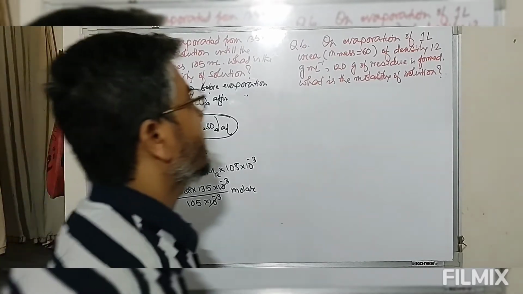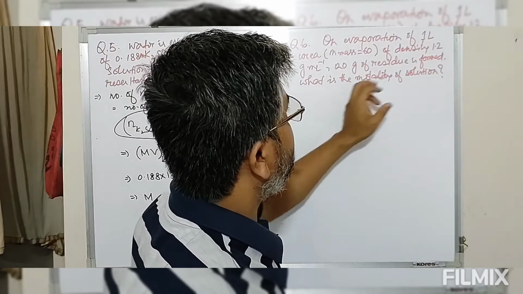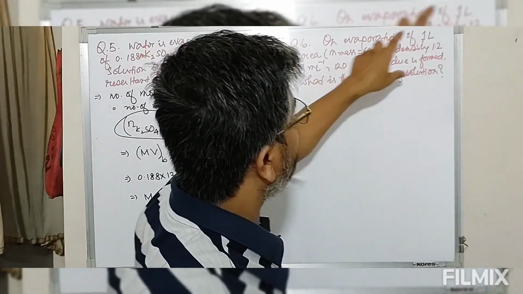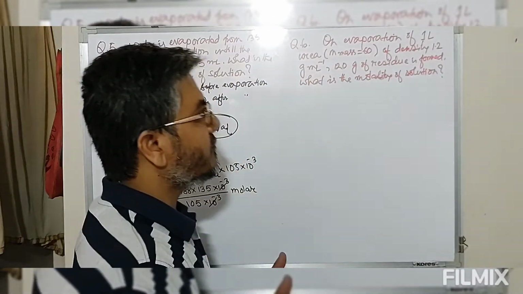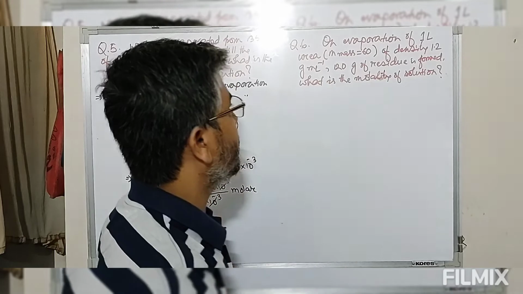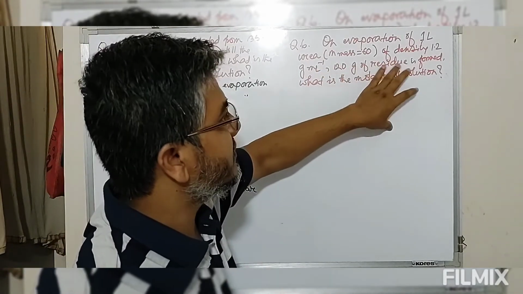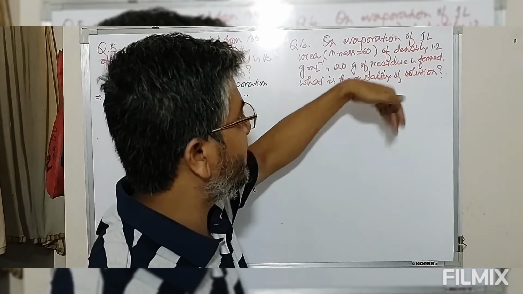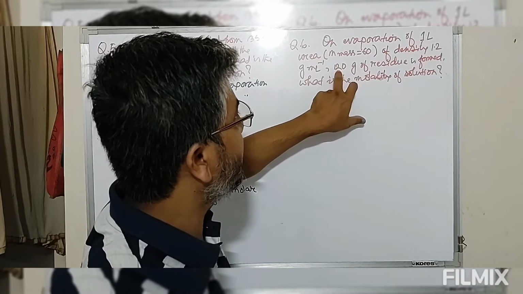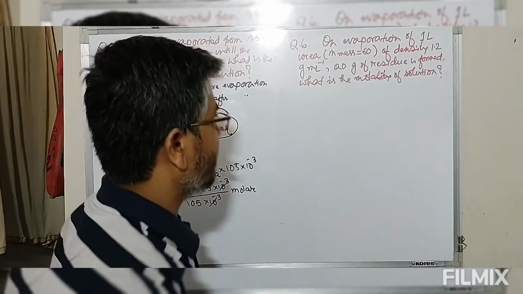Next problem says we have a urea solution whose density is 1.2 gram per ml, and the total volume of the solution is 1 liter. On evaporation of 1 liter of this urea solution, 120 gram of residue is left, meaning after the evaporation of water, the quantity of urea left is 120 gram. Then what is the molarity of the solution?